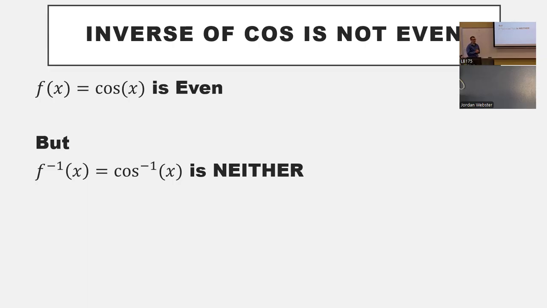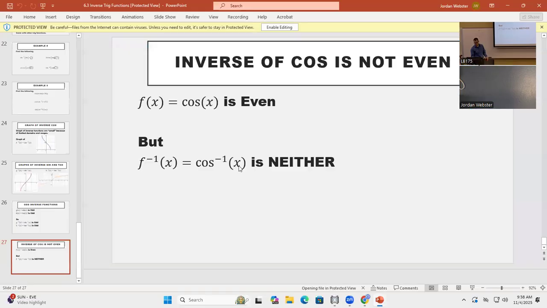So inverse cosine is not even. That's something a lot of people get wrong. They think, oh, sine and tangent are both odd, so the inverse sine and the inverse tangent are both odd. So you expect that cosine being even gives an inverse cosine that's even, but that is not the case. Because of the restrictions, inverse cosine is neither even nor odd. Okay, there we go.